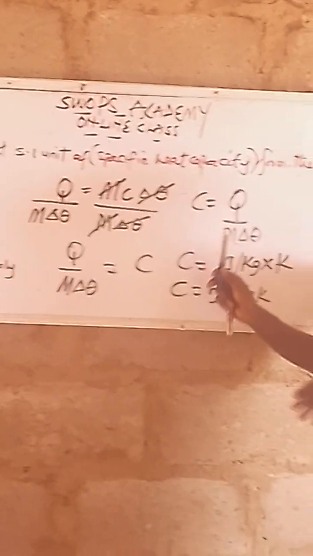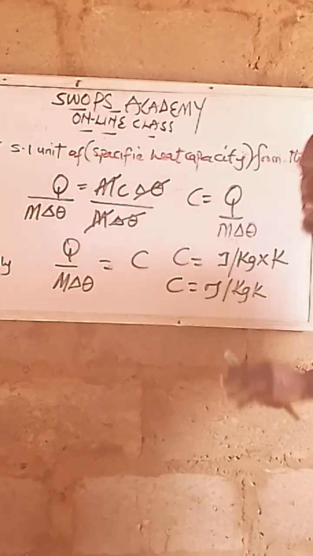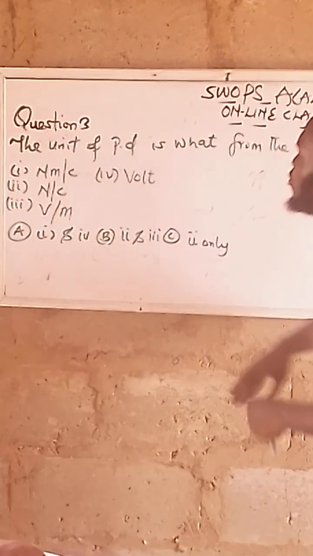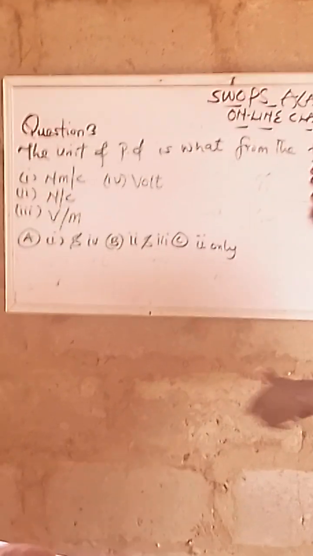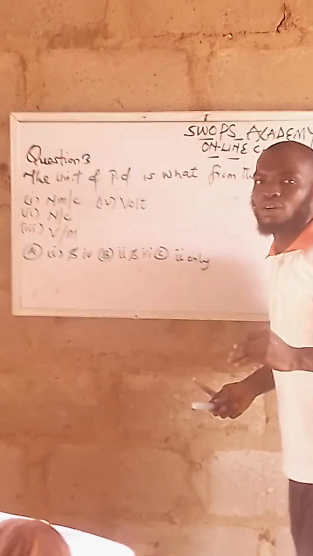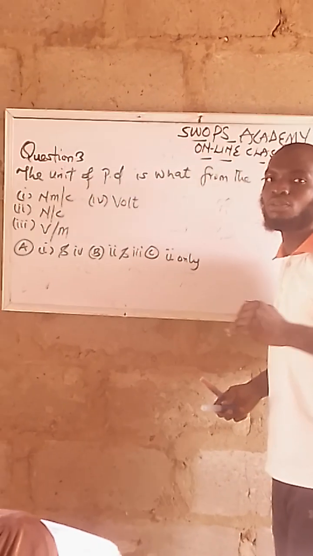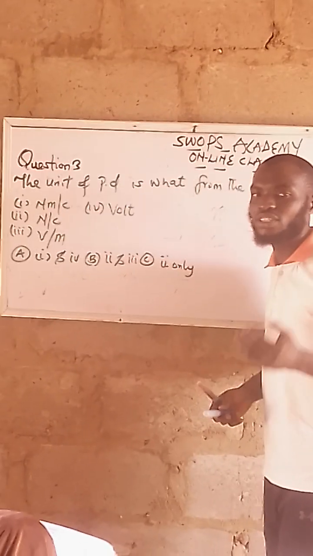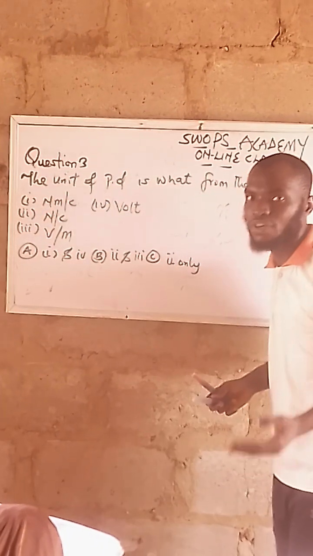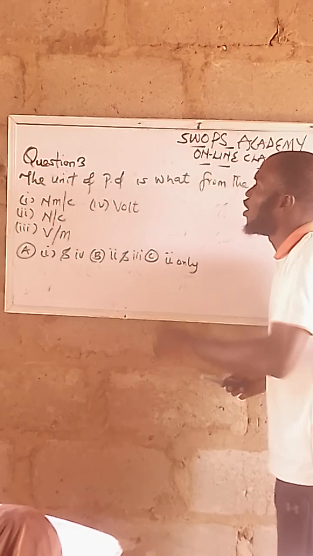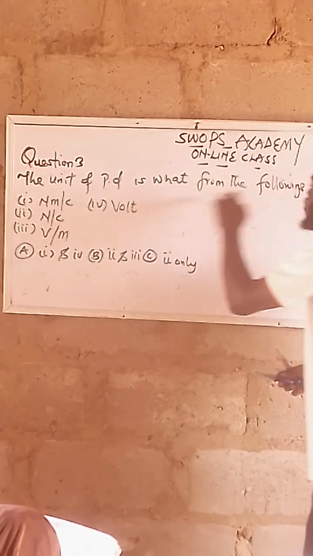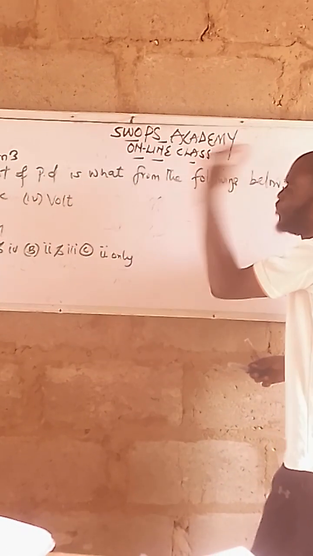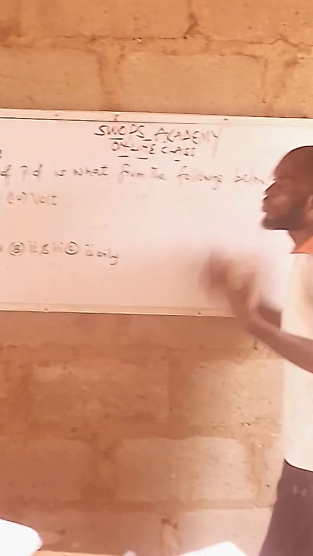Are we together? This question is also prepared from the sub-academic class. This is question number 3. The SI unit of PD. When we say PD in physics, we mean potential difference. It's also the same thing as voltage. Either you call it potential difference or you call it voltage. Which is it, from the following options below?